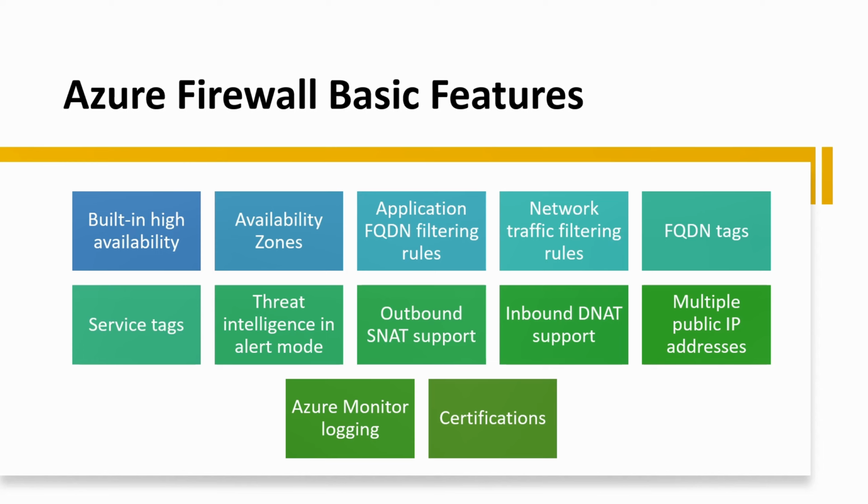And this is the opposite in the case of inbound DNAT support. Using this feature, you can set up destination network address translation for a specific public IP address of the Azure Firewall towards a private IP address of the virtual network. So that means if the traffic coming from the internet hits that public IP address, it will immediately be redirected towards the private IP address. And you can use this feature to RDP into your private servers through Azure Firewall from the internet. Multiple public IP addresses.